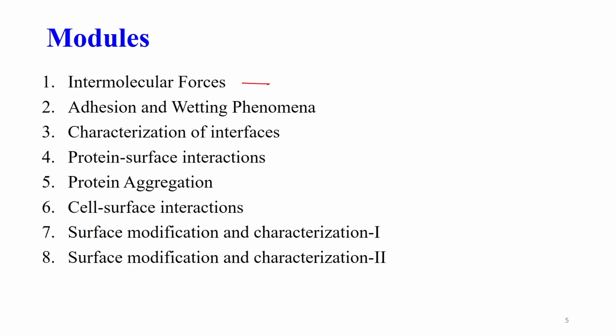In the third week, we will see how we experimentally characterize the interfaces. In the fourth week, we will see protein surface interactions, particularly in terms of the amount of adsorbed proteins and the conformation of the adsorbed proteins. In the fifth week, we will see protein aggregation, particularly the effect of surface on protein aggregation. In the sixth week, we will see the cell surface interactions. In the seventh and eighth weeks, we will study the surface modifications, how to characterize the modified surfaces and how they affect the biointerfacial interactions.